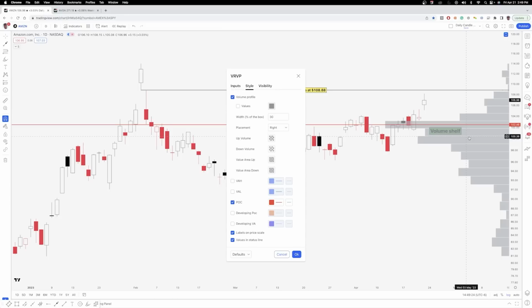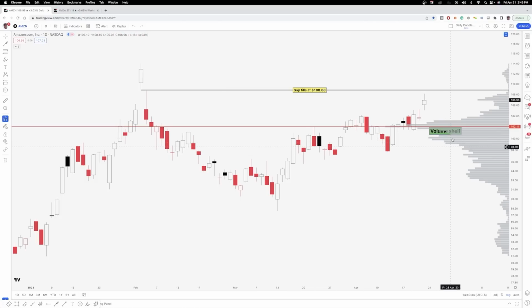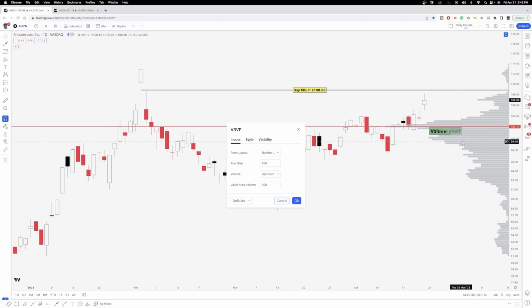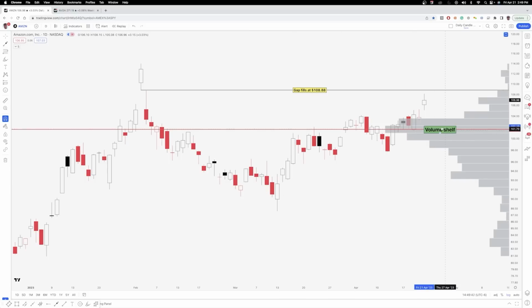If you want to add columns, right? Not columns, row size. If you want to have more rows, so it's more granular, so you can see volume at smaller intervals, you do that. If you want to have them in larger intervals, just do it at 25. And that's how you'll be able to kind of change the volume.